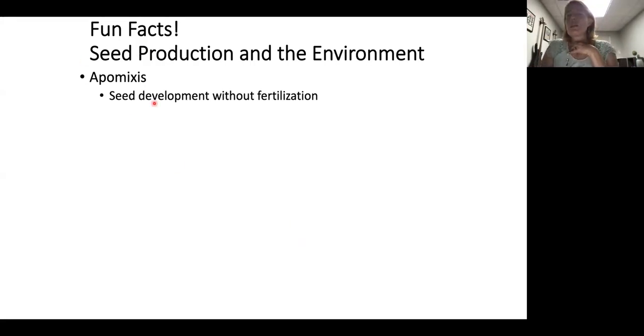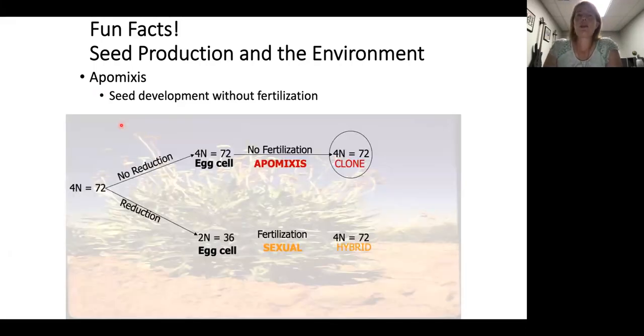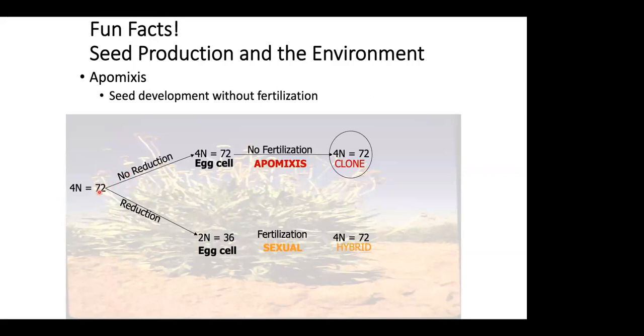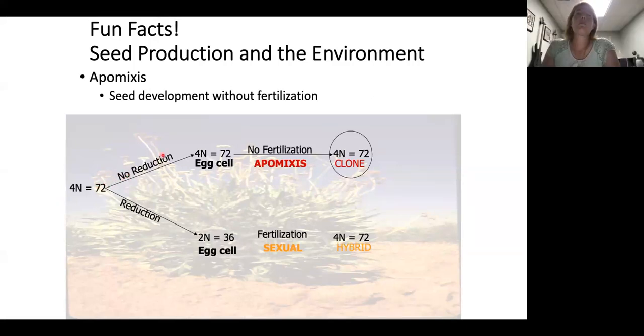So Wayule is an interesting plant because it is apomictic, so it can develop seeds without fertilization. Basically, they're tetraploid, so they have 4 copies of all the chromosomes. They have 72 chromosomes, fun times. If they don't undergo meiotic reduction, you have an egg cell that has 72 chromosomes in it. It doesn't get fertilized, and you get seeds that are basically clones of the maternal plant.